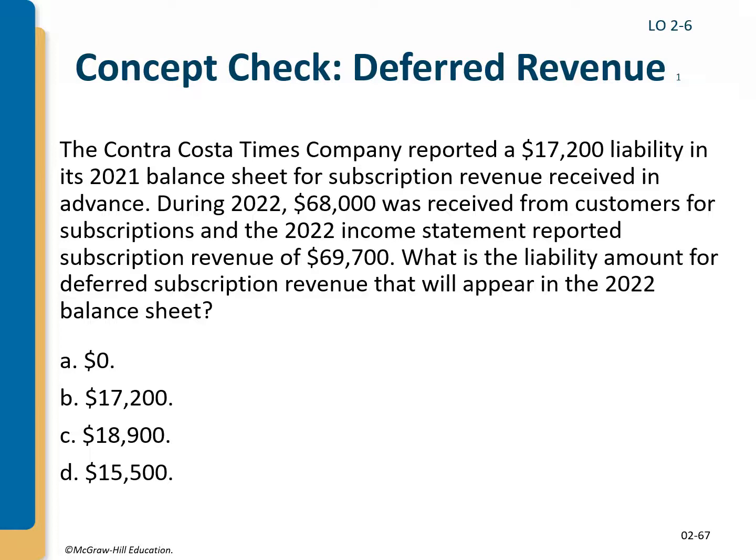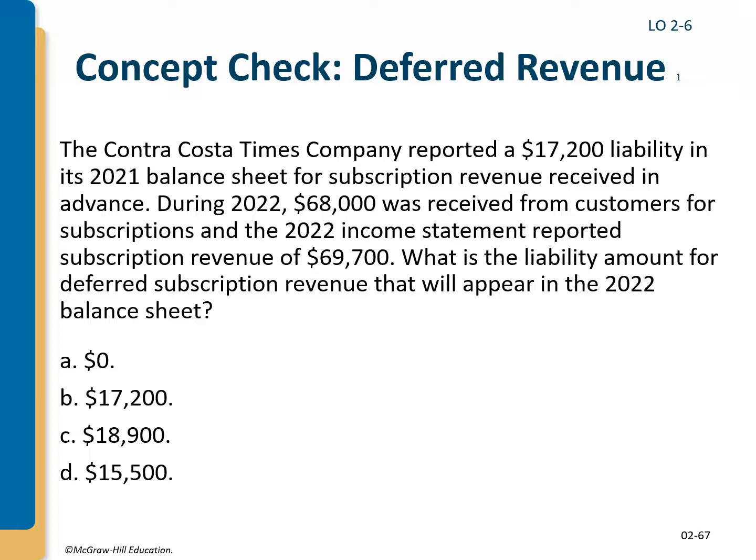The Contra Costa Times Company reported a $17,200 liability in its balance sheet for subscription revenue. So sometimes that happens, like a magazine. We pay for the magazine or the newspaper before we receive it. In this case, this company got $17,200 in advance. They owed that much as of the end of 2021 in services. They received another $68,000 from customers during the year for services to be rendered in the future, subscriptions for the future. And the 2022 income statement reported subscription revenue of $69,700.